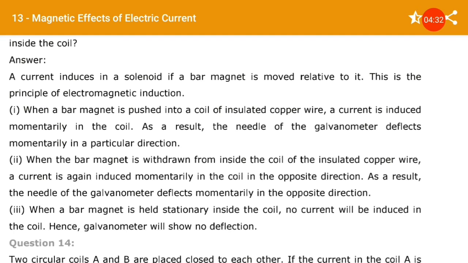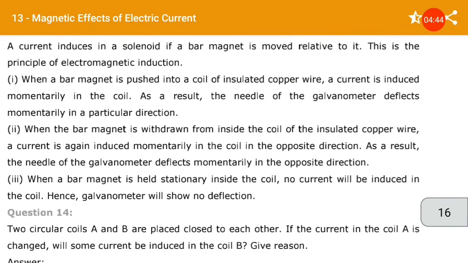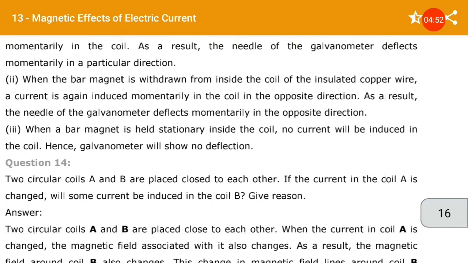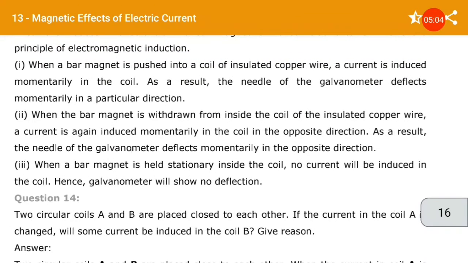Second case, when the bar magnet is withdrawn from inside the coil of insulated copper wire, a current is again induced momentarily in the coil in the opposite direction. As a result, the needle of the galvanometer deflects momentarily in the opposite direction. Third case, when a bar magnet is held stationary inside the coil, no current will be induced in the coil. Hence, the galvanometer will show no deflection. So here, in three cases, the galvanometer shows deflection in the first two cases, and in the third case there is no deflection in the galvanometer.